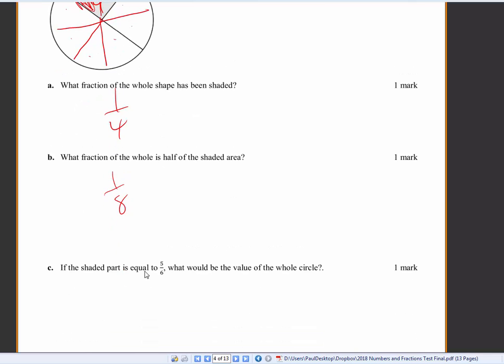So the shaded part is worth 5/6, and if 5/6 was a quarter, it means the whole will be 4 lots of 5/6. So we're going to multiply 5/6 by 4, which is 20/6. Now I was happy with that as an answer because we haven't really gone through simplifying fractions, but many of you did 10 on 3 rather, and many of you even converted that to a mixed fraction, which was 3 1/3.